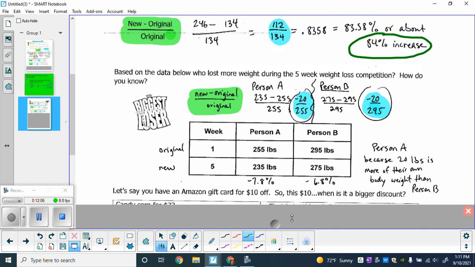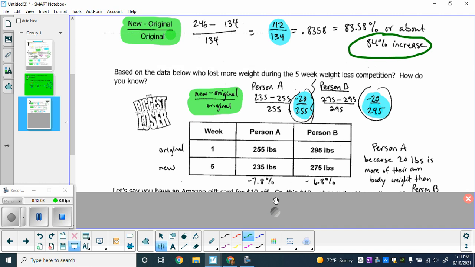Now, I love my Biggest Loser problem. Okay? So Biggest Loser, it's a popular show. People try to lose weight. And let's say we've got 2 people here competing, and they're going for 5 weeks. So we've got person A. They started out at 255. And it looks like here they lose 20 pounds. Now, the other person started out weighing a little bit more and also lost 20 pounds.